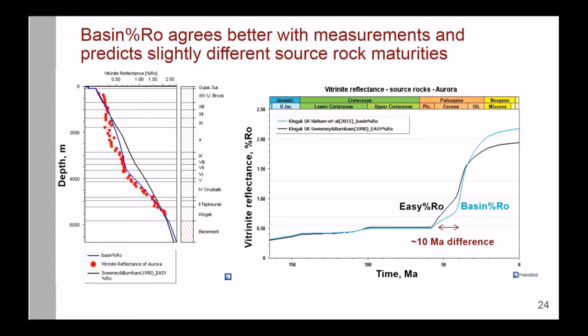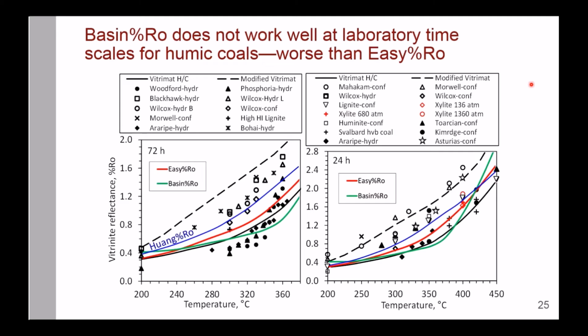In Nielsen's paper, he mentions that it doesn't work as well at laboratory conditions, and so here's just an example of this. This is nothing other than a further example of what he said in his paper. This is Basin R0, the green line, and it actually works quite well for the sapropelic materials. It's terrible for coals.